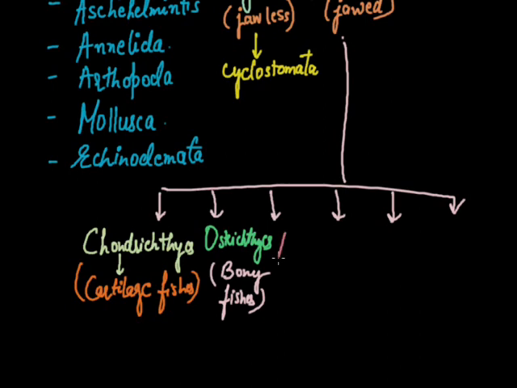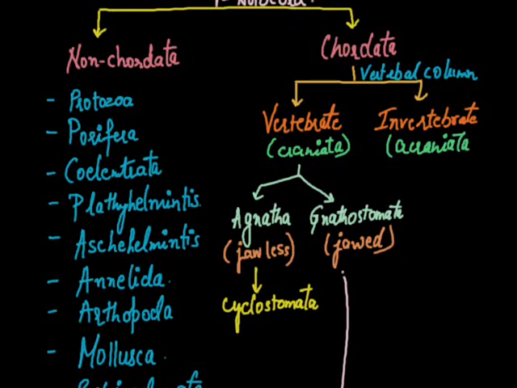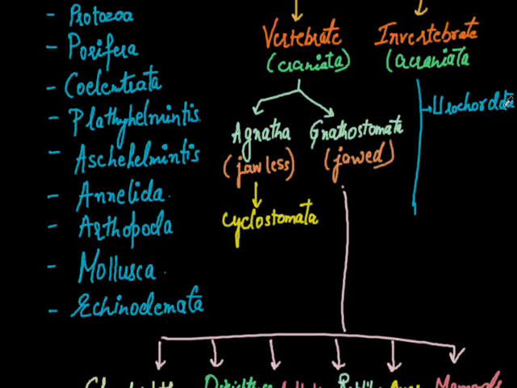Next is Amphibia. Next is Reptiles. And the next is Aves, which includes birds. And the last is Mammals. Now, if we see invertebrates, they are further divided into two categories. These are Urochordata and the next is Cephalochordata.